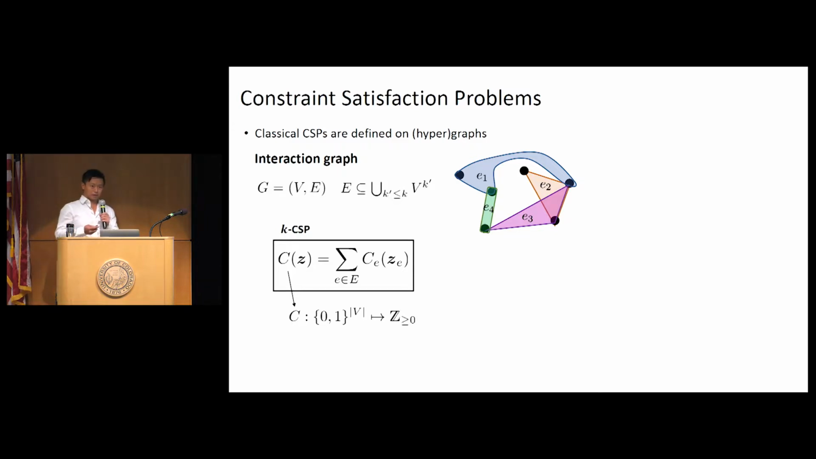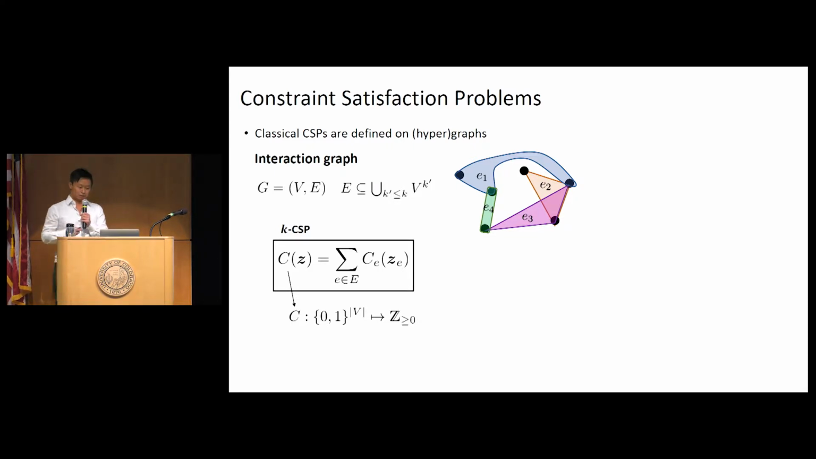I'd like to first review the idea of constraint satisfaction problems in classical computer science, which are basically classical analogs of Hamiltonians. Classical CSPs are defined on hypergraphs, which we call their interaction graph. A k-CSP is a function that takes any assignment of the nodes in the graph to bits and outputs some positive integer characterizing the number of constraints violated. It can be written as a sum over the hyperedges, where each term corresponds to a hyperedge containing at most k nodes.